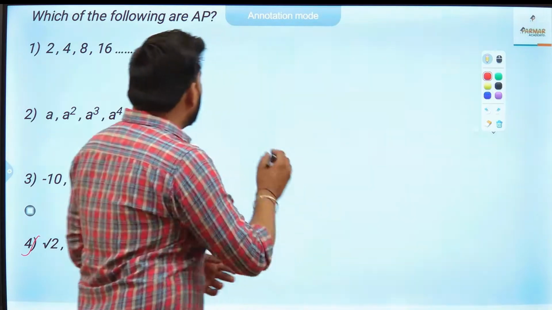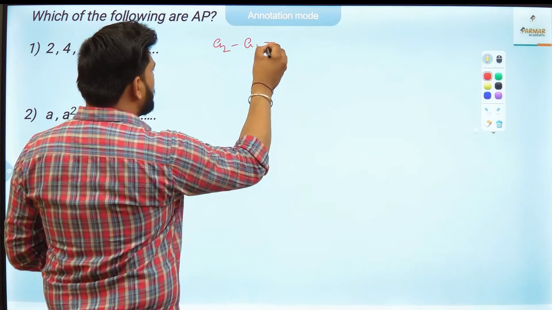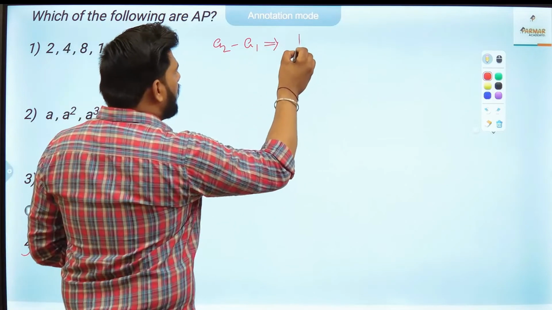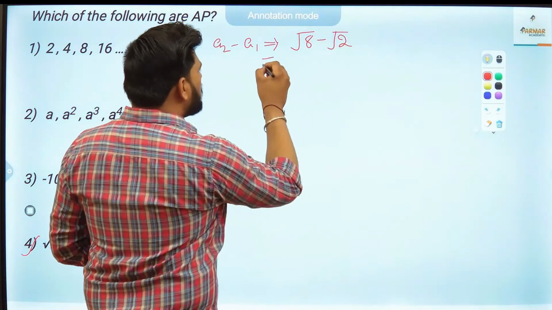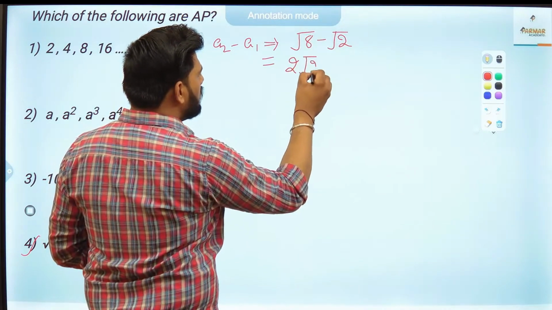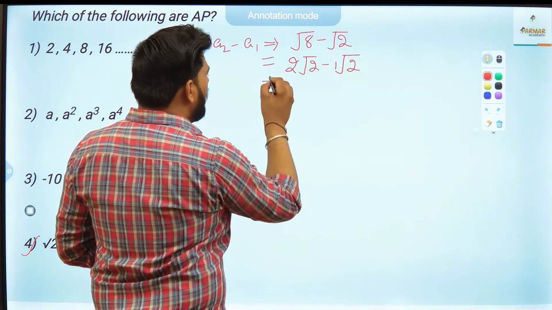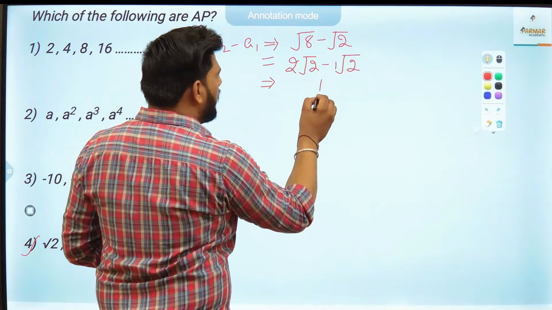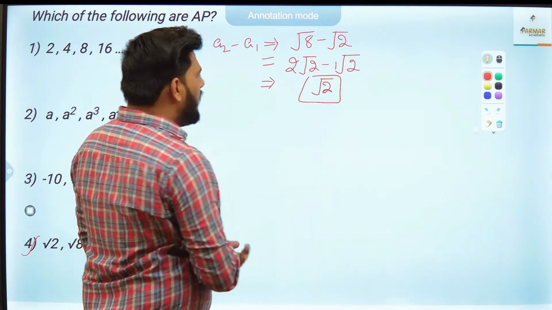So look here, the difference between the second term and the first term is under root 8 minus under root 2. Now simply under root 8 is written as 2 times under root 2. So the overall difference is 1 time under root 2. This is the difference between the second term and first term.